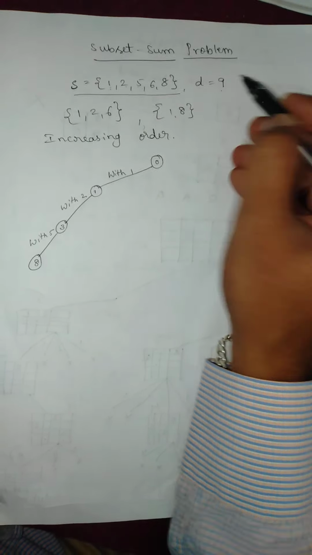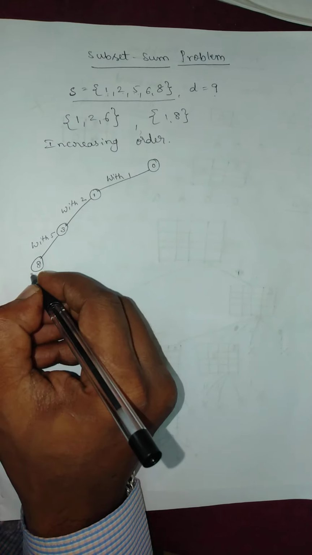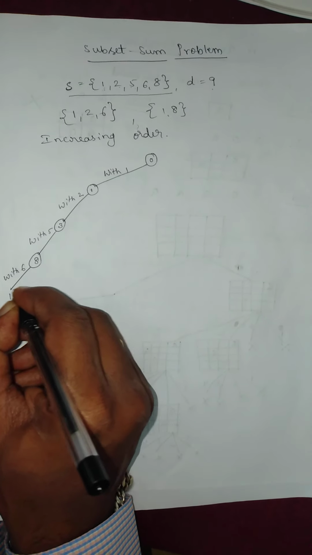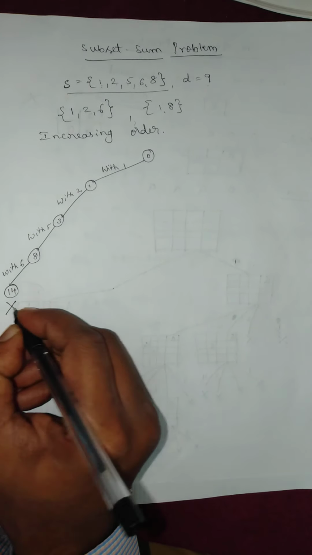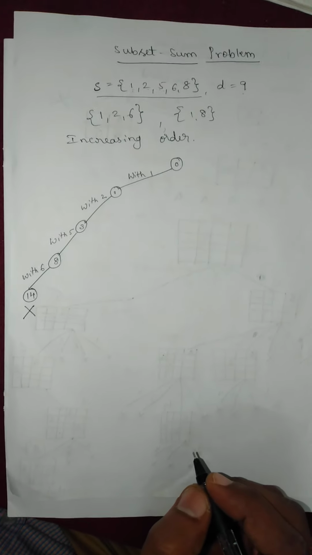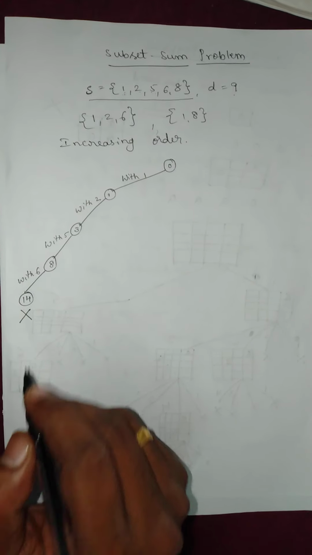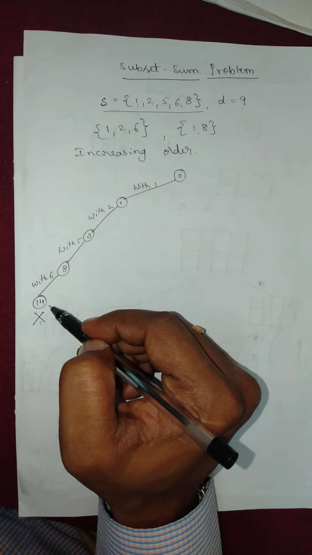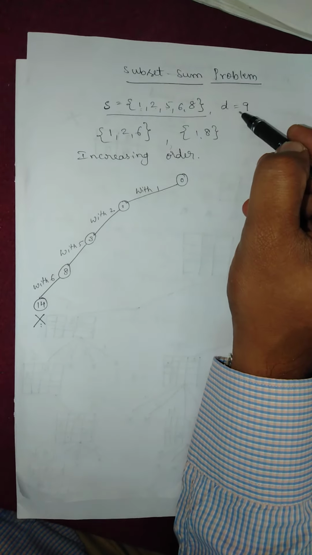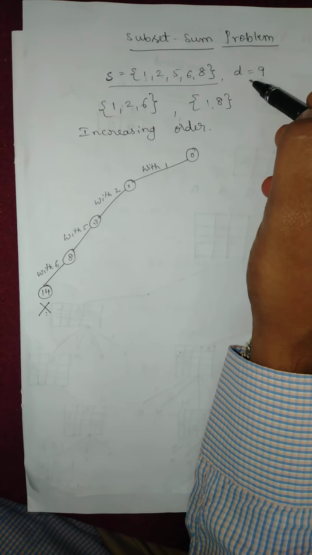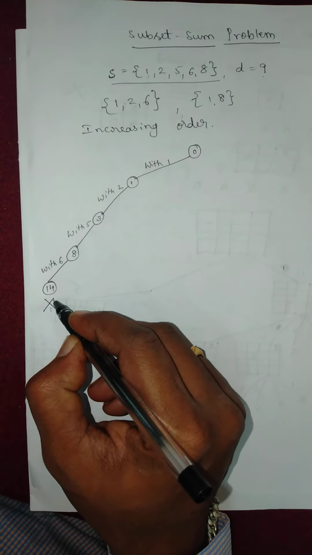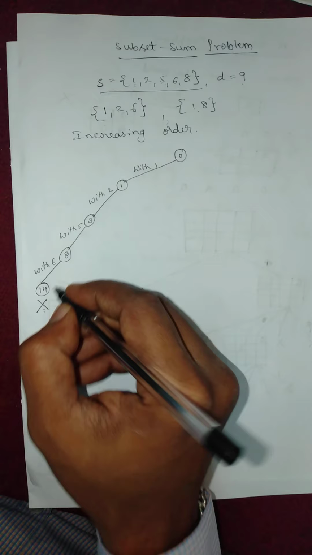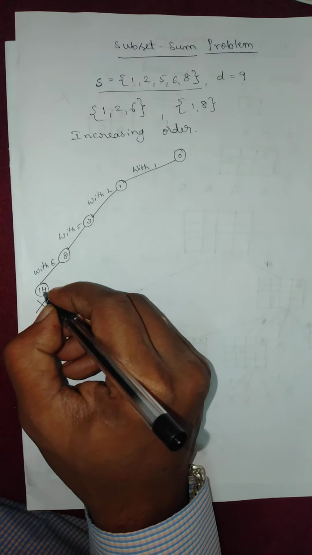Is it equal to 9? Not yet. The next item is 6. Therefore include 6. With 6, what I get is 14. So this is not a solution. Therefore kill the subset here by applying the bounding function. My bounding function is that the sum of the elements in the subset should be equal to 9. If it is greater than 9, just kill the subset and go one step up. Just backtrack.